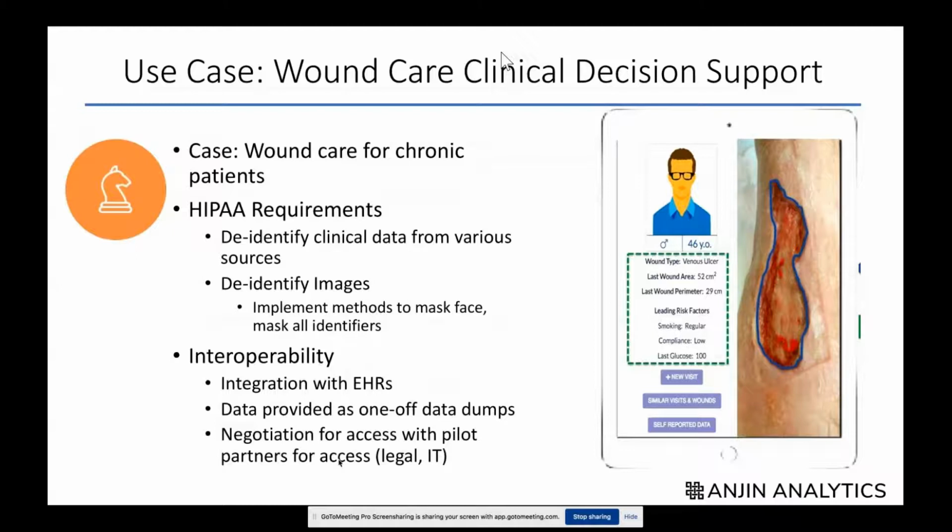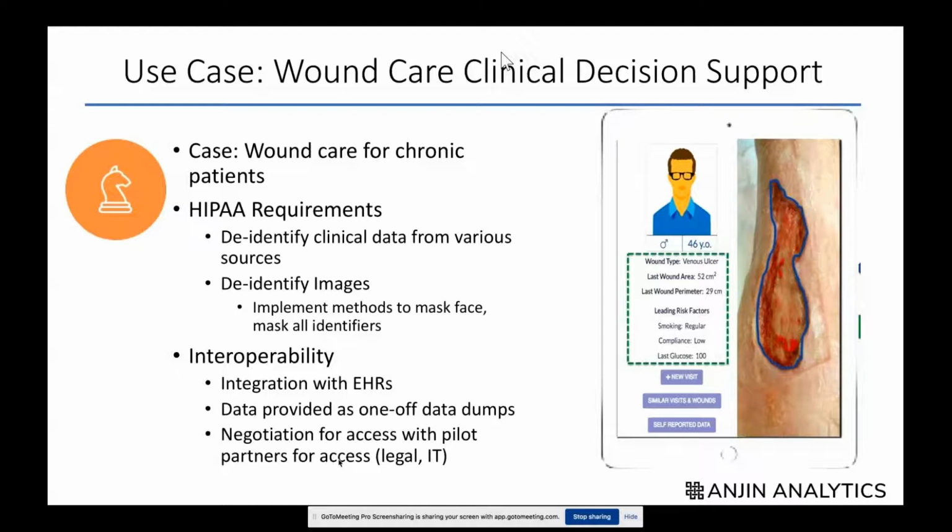Most of them are wounds, but some of them actually had the patient's face. In general, we don't know how the image is being taken. It could have someone's face in addition to their wound, and it also had identifiers like labels with their name and date of birth.